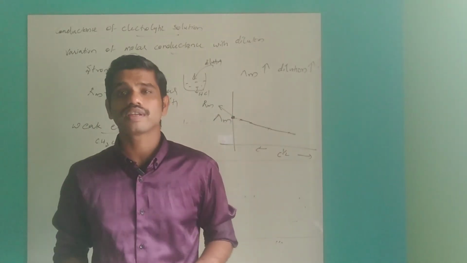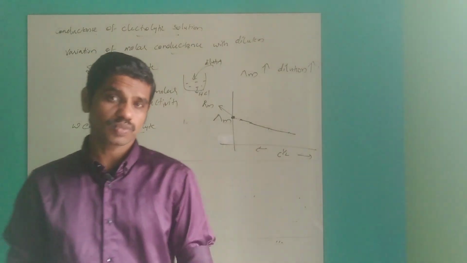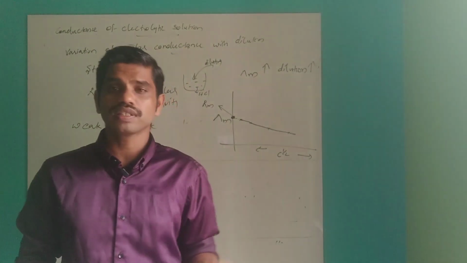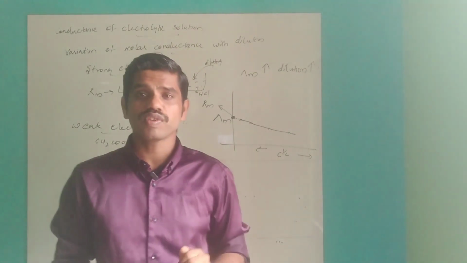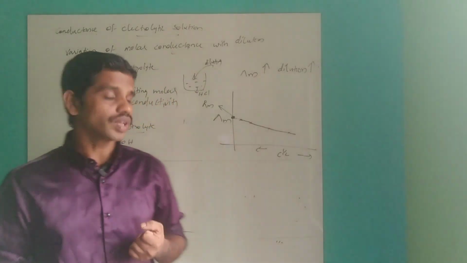How much water you are adding also no problem. Here, 1 mole of a substance, how much conductivity is it producing? That is called the molar conductivity. So when dilution increases, for both strong and weak electrolytes, the molar conductivity will also increase.